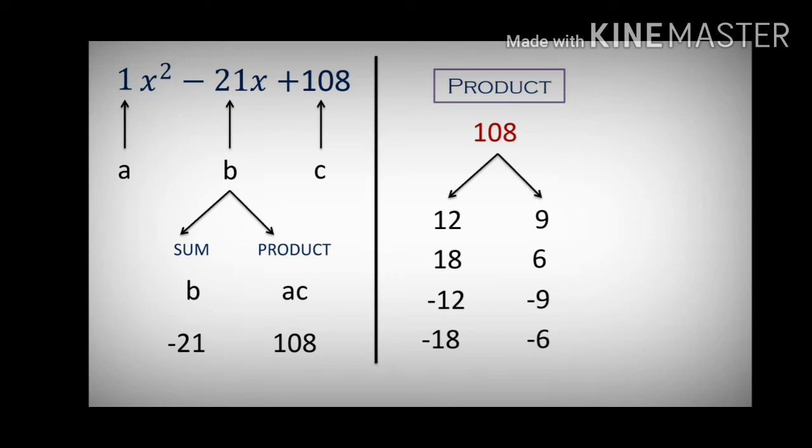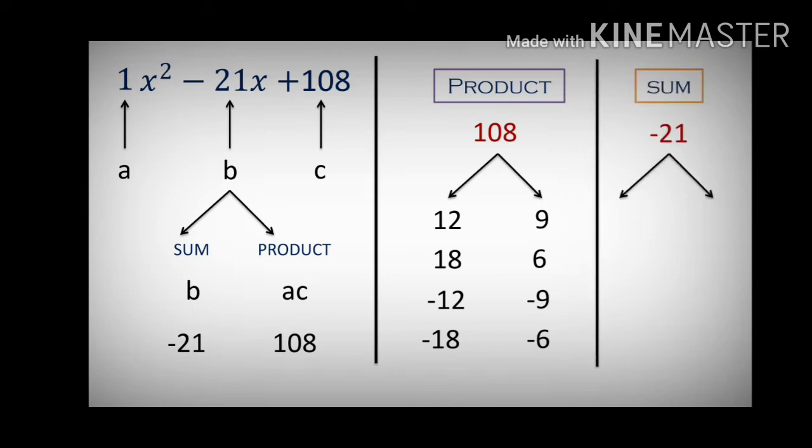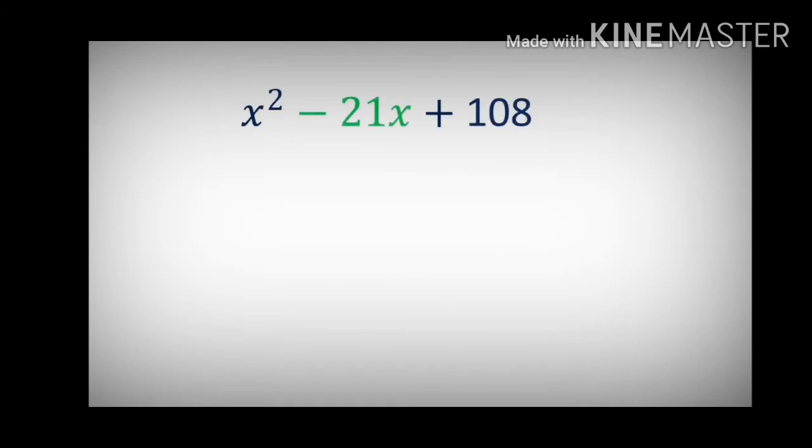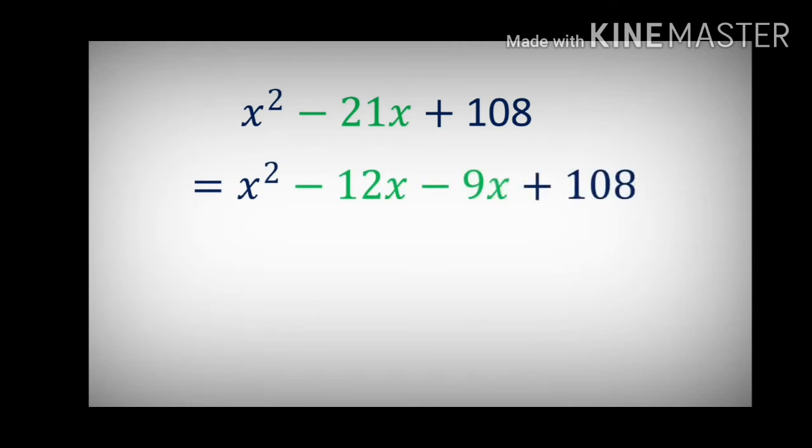See that for a positive product, both should be positive or both should be negative. Now the sum required is minus 21. So if we select from here, which one will give us minus 21? As you can see, minus 12 and minus 9 will give us minus 21. So we'll consider minus 12 and minus 9. So here we can split up the middle term, that is minus 21x can be split into minus 12x minus 9x. Then same thing, grouping.